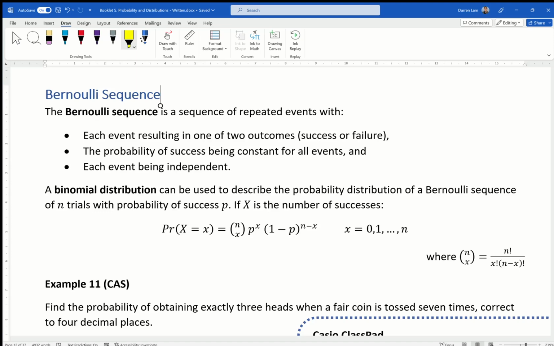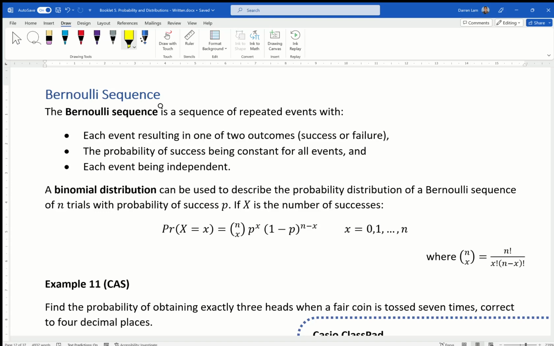The second one is the probability of success being constant for all events. So, for example, if I flip a coin again, it's not going to change the outcome, right? And of course, each event being independent. So pretty straightforward. Understand that they're independent events and that it's only success or failure.